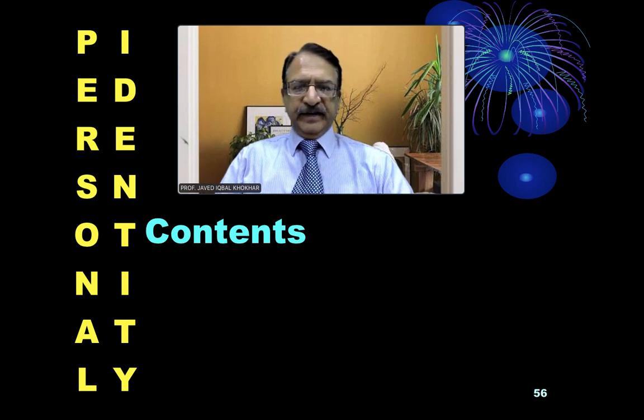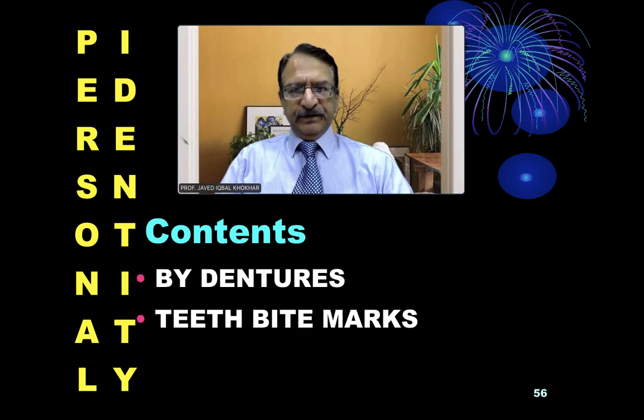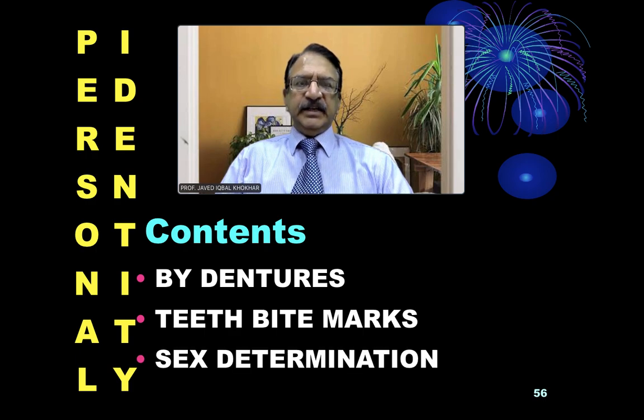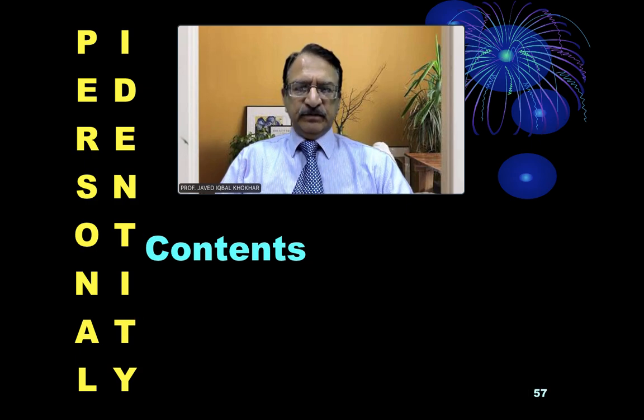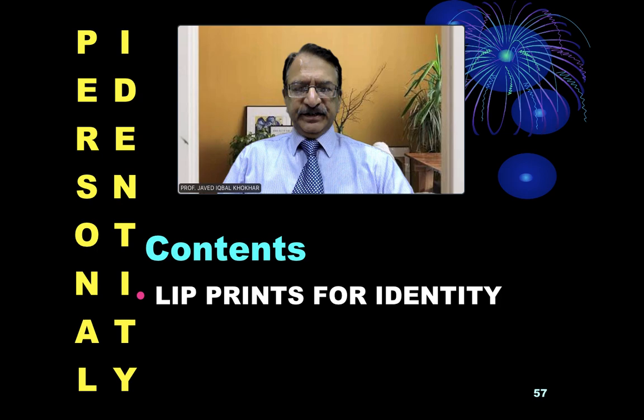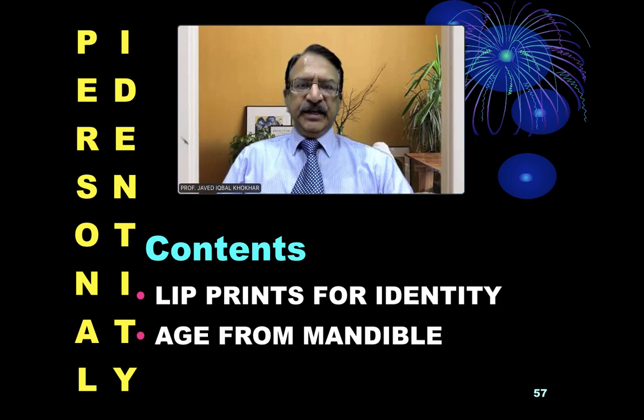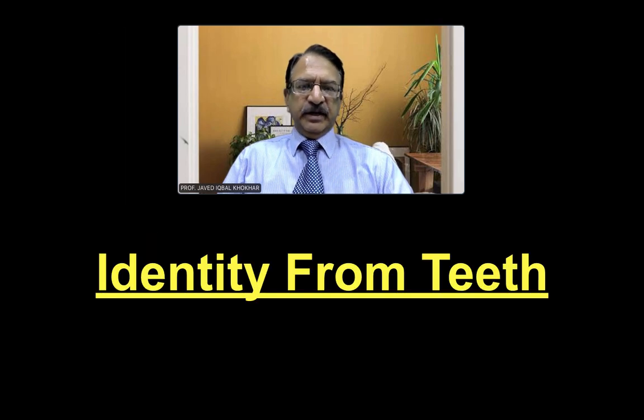by the help of dental charts, by the help of dentures, and the teeth bite marks also give very valuable information regarding identity. Then it can help in determination of sex. It can help also in blood group estimation or determination. Lip prints are also helpful. Age can be found out from the mandible. So starting with the topic, first identity from the teeth.